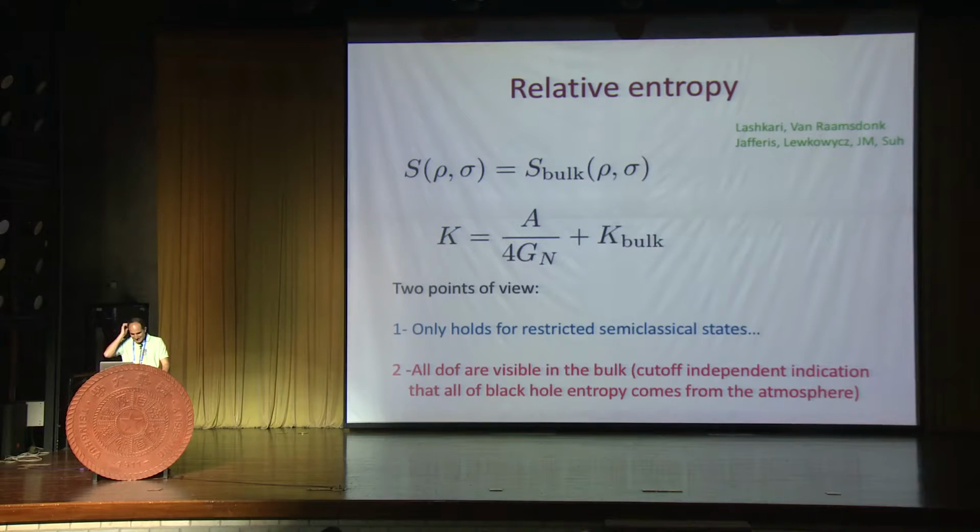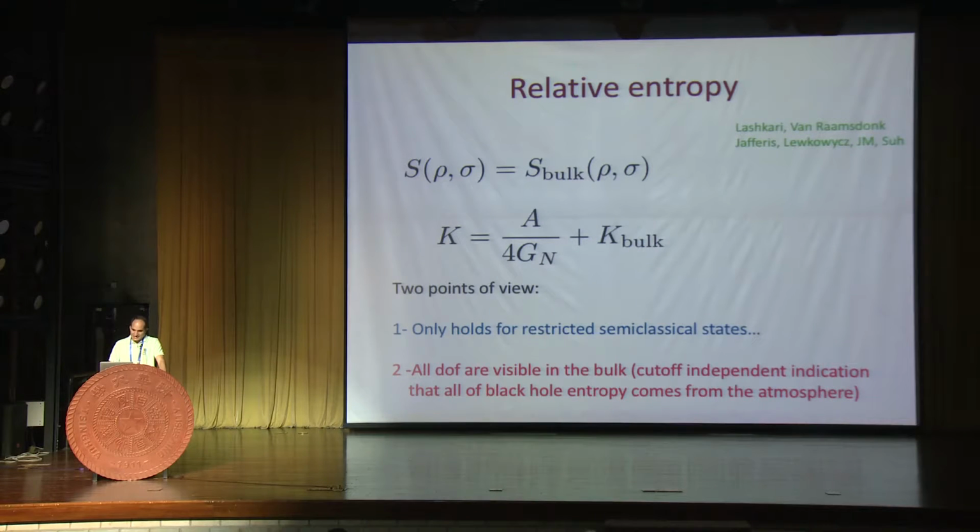Now here one can have two points of view on this formula. So one is the conservative point of view, which is to say that it holds only for semi-classical states. And the other one, a little more radical, more speculative, is to say that all degrees of freedom are visible in the bulk.